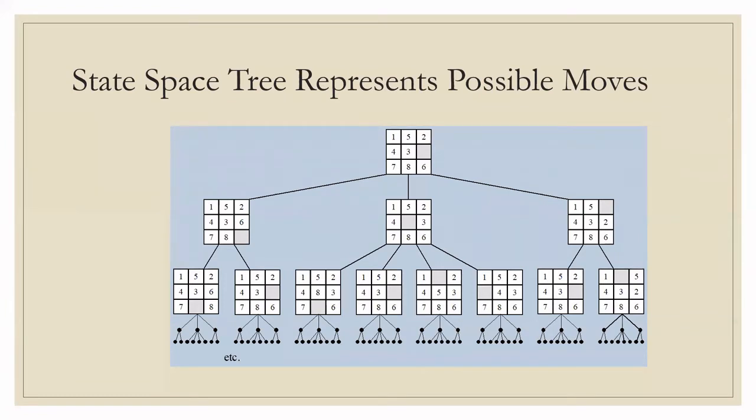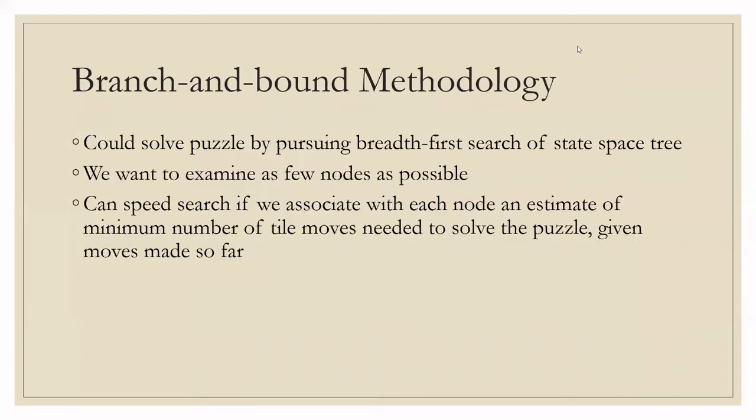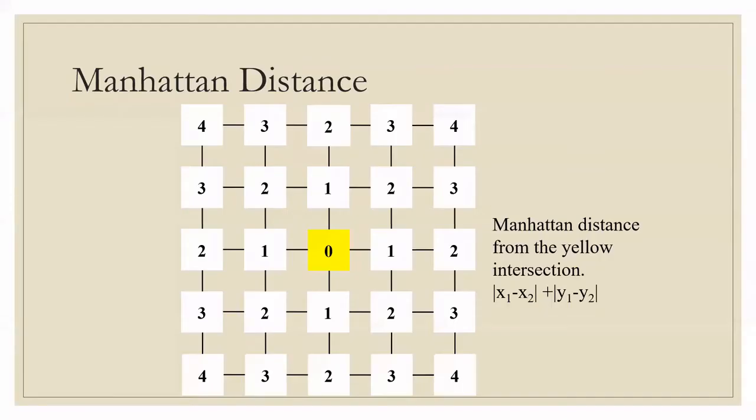The children of all intermediate nodes represent the next movements possible from that node. If we use a breadth first search of the state space tree, that means we need to examine all the nodes possible. But our aim is to examine as few alternative moves as possible. In order to achieve this goal, we will examine those nodes which have a lesser number of tile moves, which are needed to solve the puzzle.